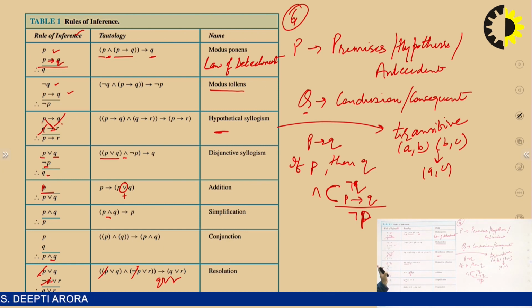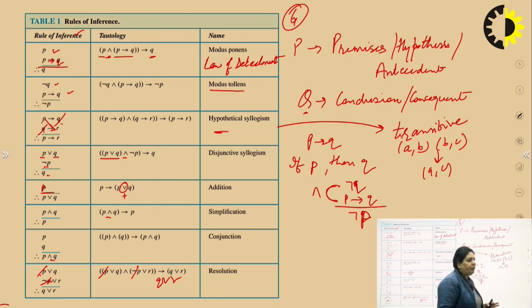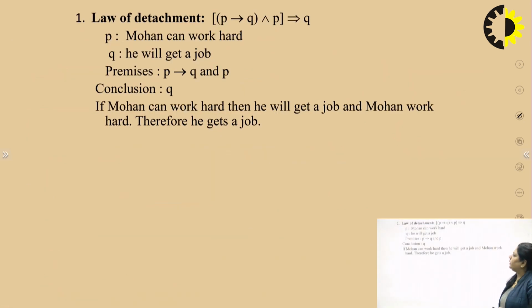So these are the 6 rules of inference that we have to remember, and through these rules of inference theory, we have to reach to the conclusion. How do we reach to the conclusion, how do we apply these rules? So let us try some of the questions related to it so that we can use these rules and apply them to reach the conclusion. Okay. First one is law of detachment.